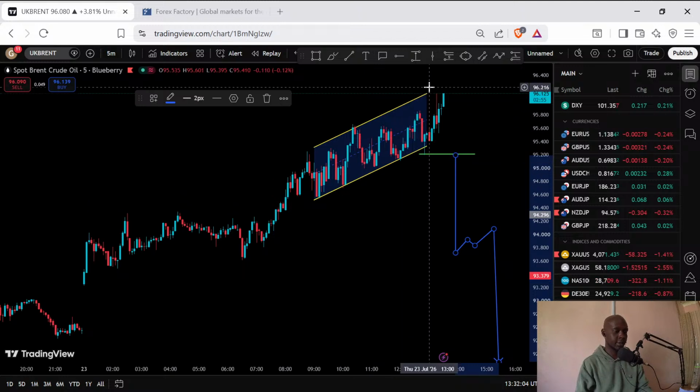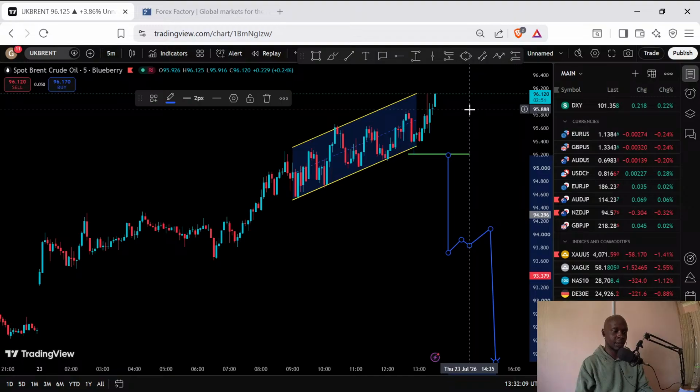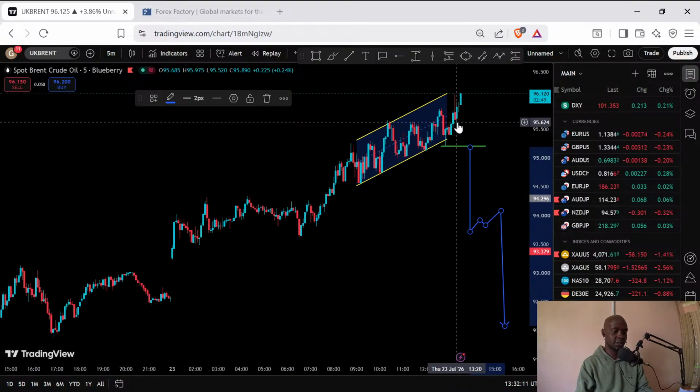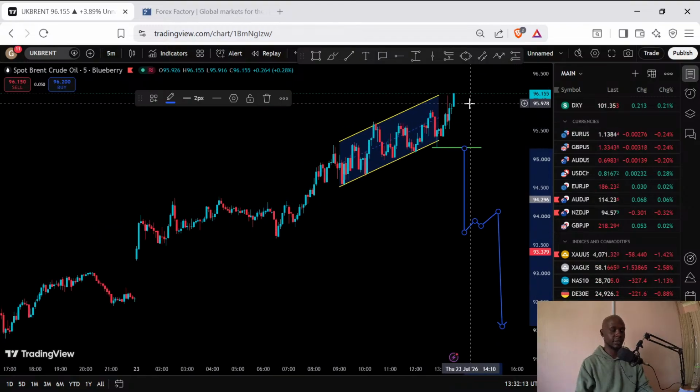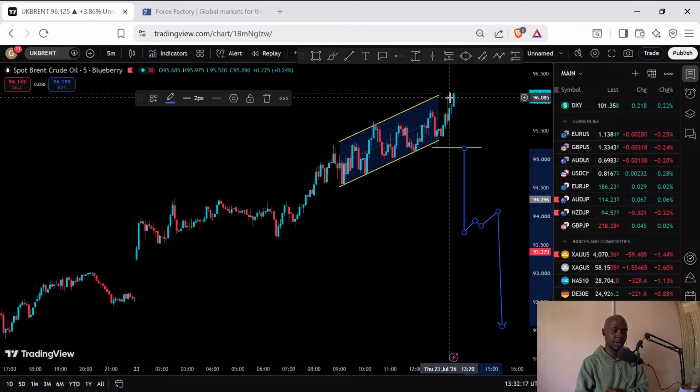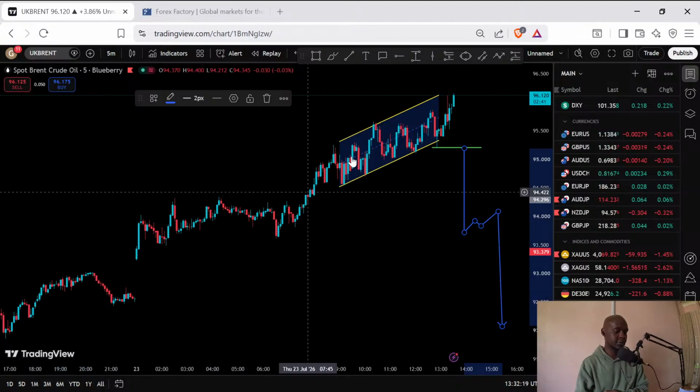Now, if we continue pushing higher with strong buying pressure, I'm not going to get involved with longs. As I said, I like to get involved with buys when the market is low, not when we have trended for quite a while.